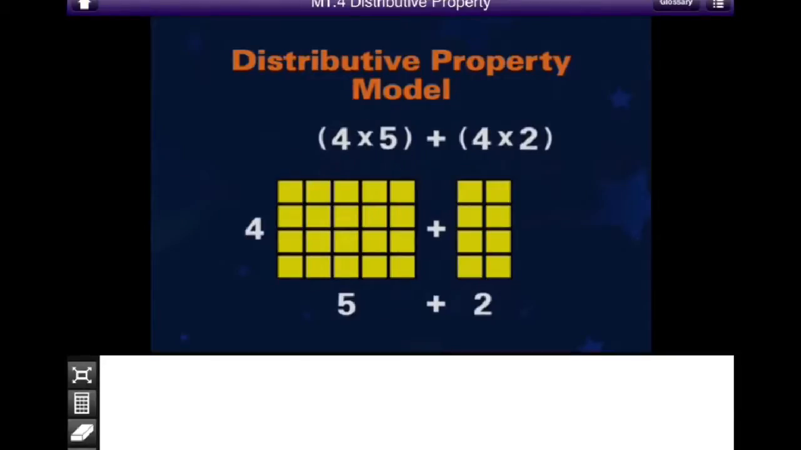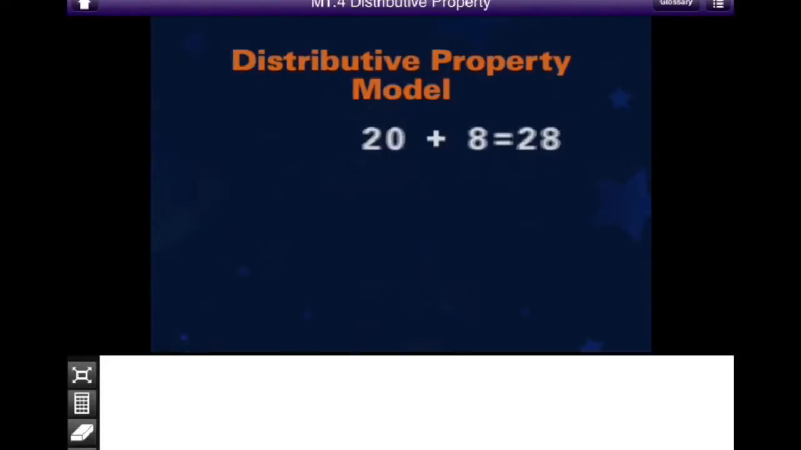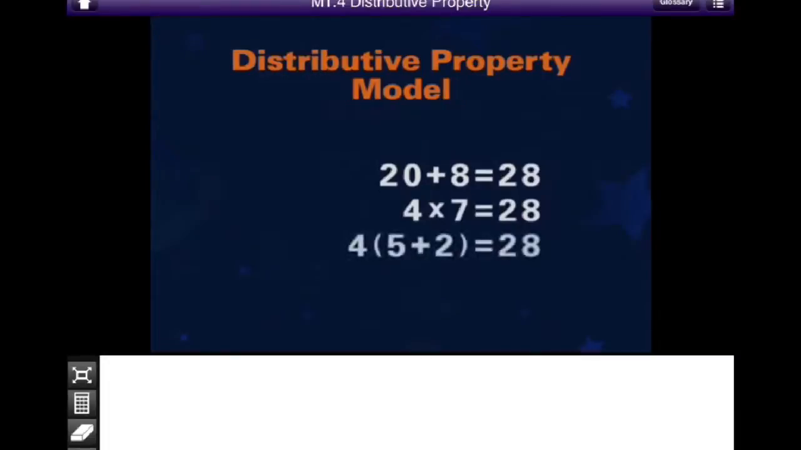Now we're ready to solve the partial products. 4 times 5 is 20, and 4 times 2 is 8. 20 plus 8 is 28. So, 4 times 7 is 28, and 4 times the quantity 5 plus 2 is 28. And 4 times 5 plus 4 times 2 equals 28.